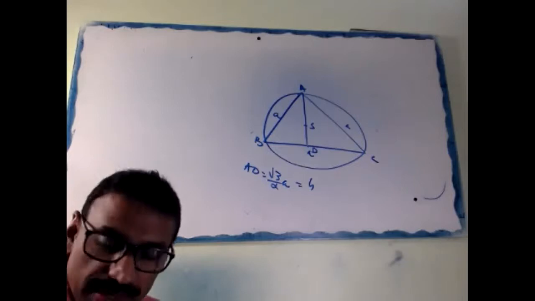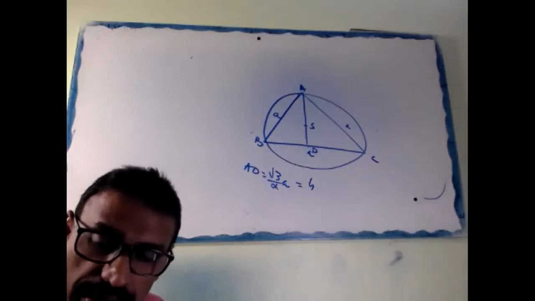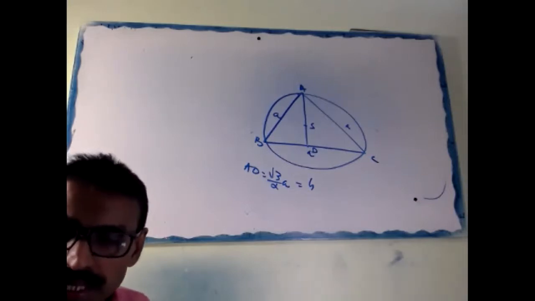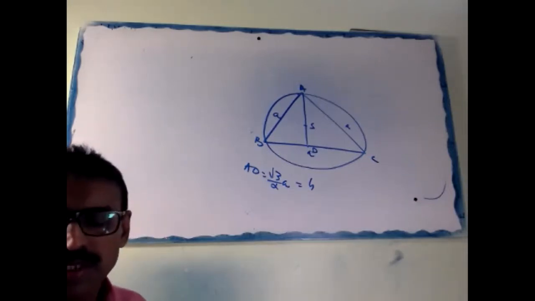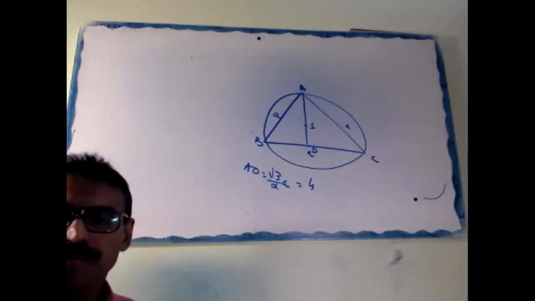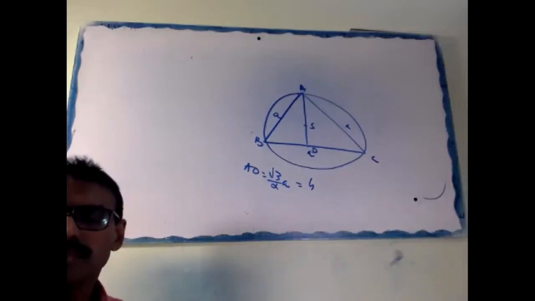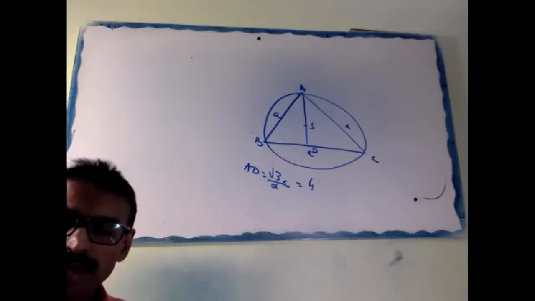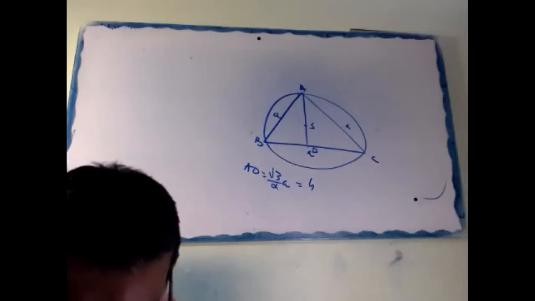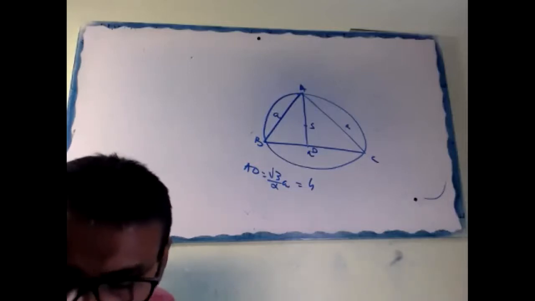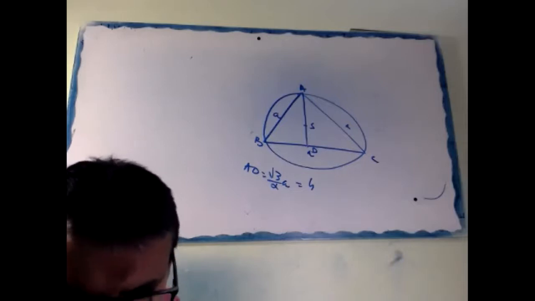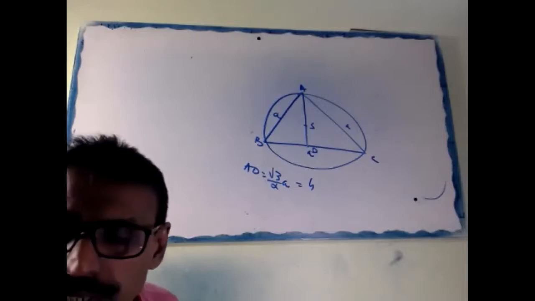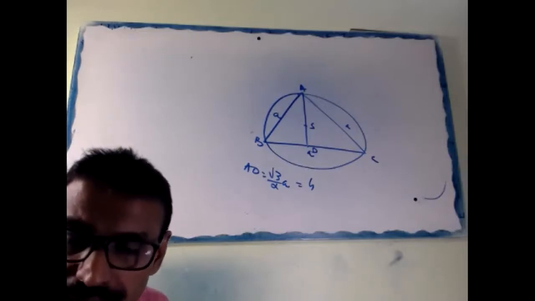But now here, in an equilateral triangle, altitude also divides in the ratio 2 is to 1. Perpendicular bisector also divides in the ratio 2 is to 1. Angle bisector also divides in the ratio 2 is to 1. Are you agree or no? Correct or no? Because all coincide. So orthocenter, circumcenter, incenter coincide, that means they divide in the ratio 2 is to 1.